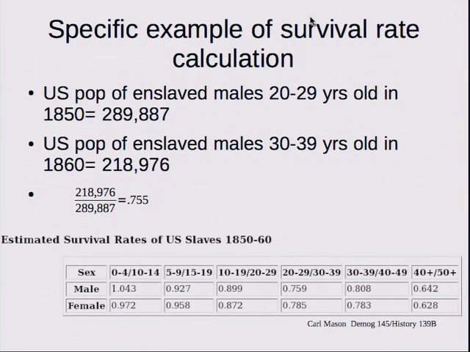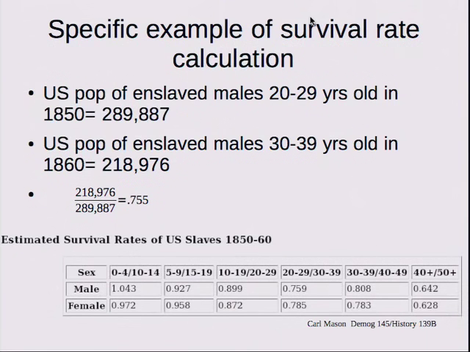Now, I want to do a specific calculation to make it really clear. What I just worked through was for the population over 10. We really need to do this separately for each age category, because for each age category we're going to observe a different mortality rate, therefore a different survival rate. So for each age and sex, we're going to do that same calculation. Right now, we're going to do one for males 20 to 29, who were 20 to 29 in 1850, and in the state of Virginia, there were 289,887 of them.